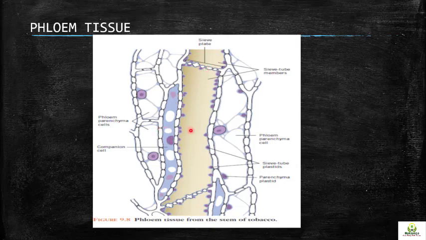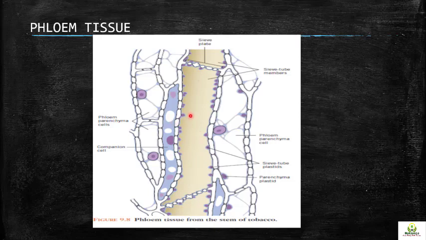Along with these sieve tube elements, there is one important type of cells called the companion cells. Why are they called companion cells? Because they are always associated with the sieve tube elements. Those cells which are always associated with the sieve tube elements are called companion cells. Whenever sieve tube elements die, the companion cell will also die, as it is associated with the action of the sieve tube elements.